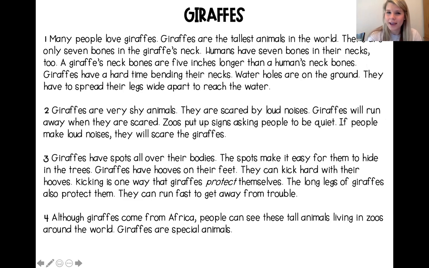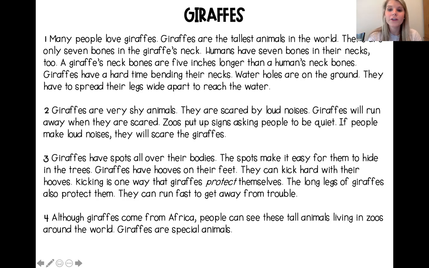Giraffes are very shy animals. They're scared by loud noises. Giraffes will run away when they're scared. Zoos put up signs asking people to be quiet. If people make loud noises, they'll scare the giraffes. Giraffes have spots all over their bodies. The spots make it easy for them to hide in trees.